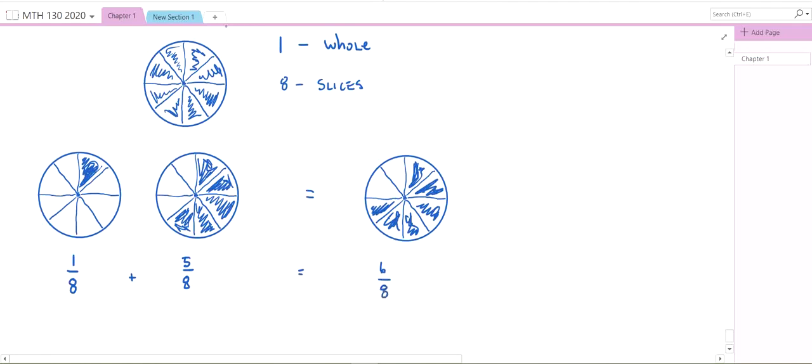And we can see that this really, I wish these colors would set up, this really is 3/4 of a pizza here, you can see. And 6/8 reduces simply to 3/4. You can do that math.